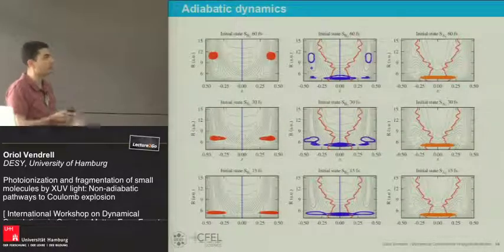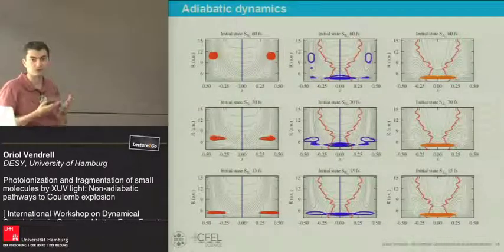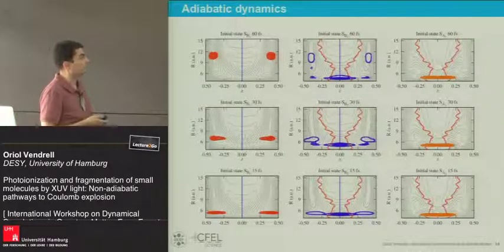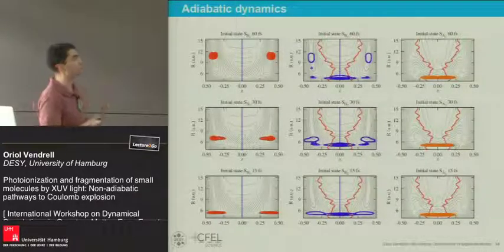So from this, you can already see that in order for the system to dissociate and to find the Coulomb explosion channel, you need the non-adiabatic effects. So you need the coupling between the potential energy surfaces.